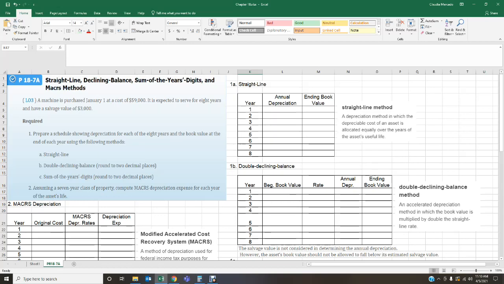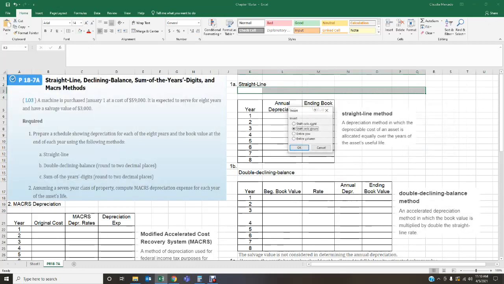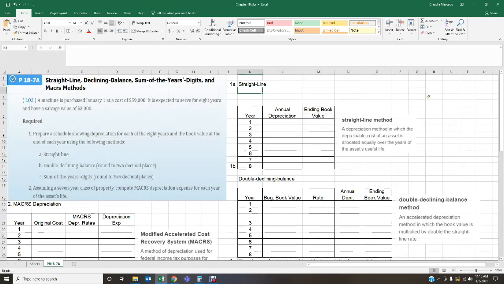So what are we going to do here? The first thing we have to do is figure out the depreciable cost. How much are we going to depreciate? Maybe I should write it here. Let me insert some cells here. So what I have here is my cost minus my salvage value, which is going to give me my depreciable cost.